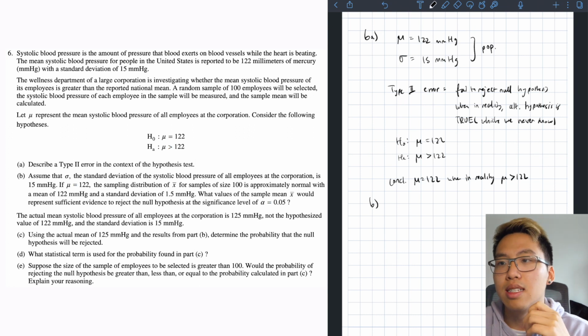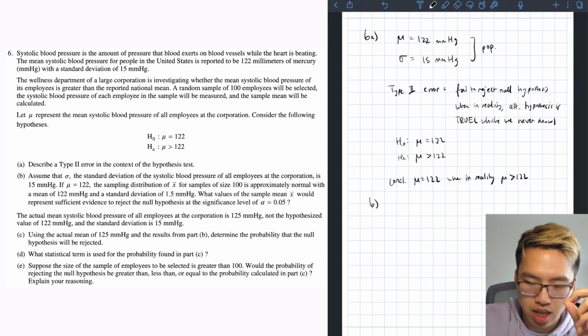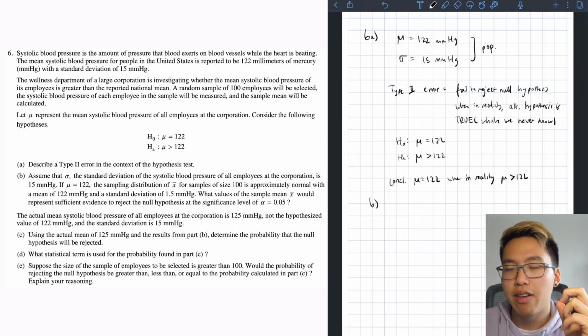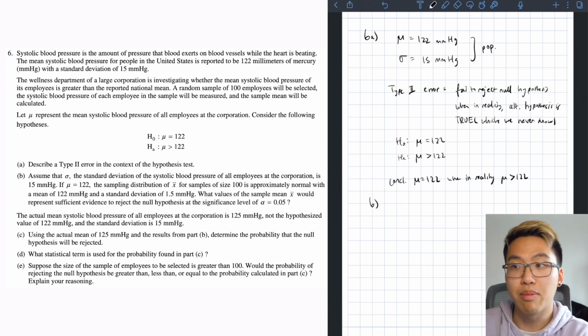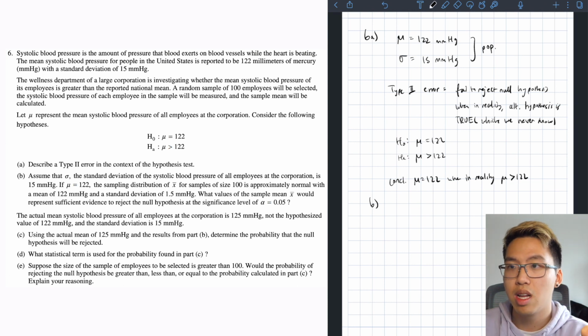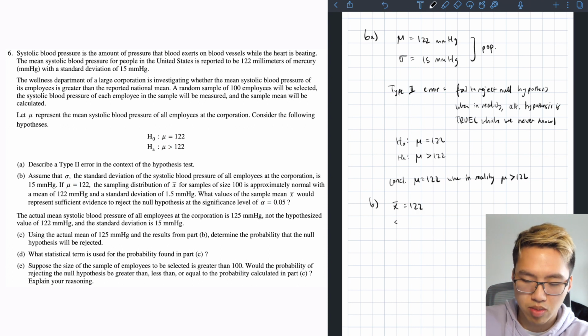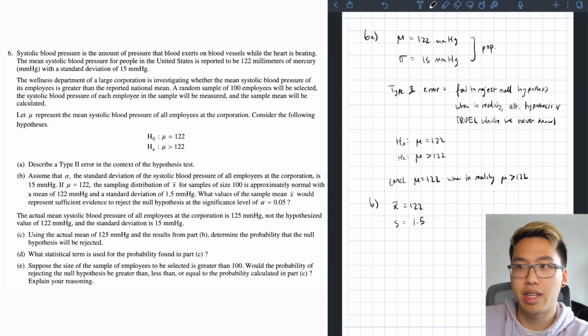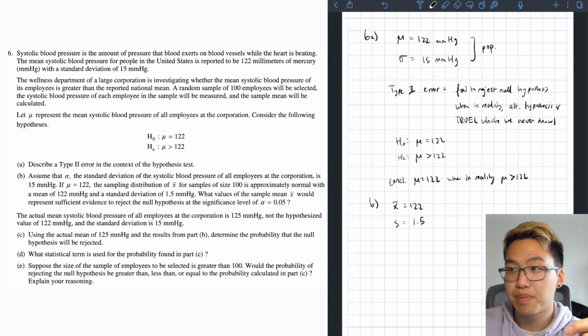Part B is assume that sigma, the standard deviation of blood pressure of all employees at the corporation, is 15. Okay, we wrote that down already. If mu equals 122, the sampling distribution of the sample mean for samples of size 100 is approximately normal, with a mean of 122. So let's write this down. And a standard deviation of 1.5.